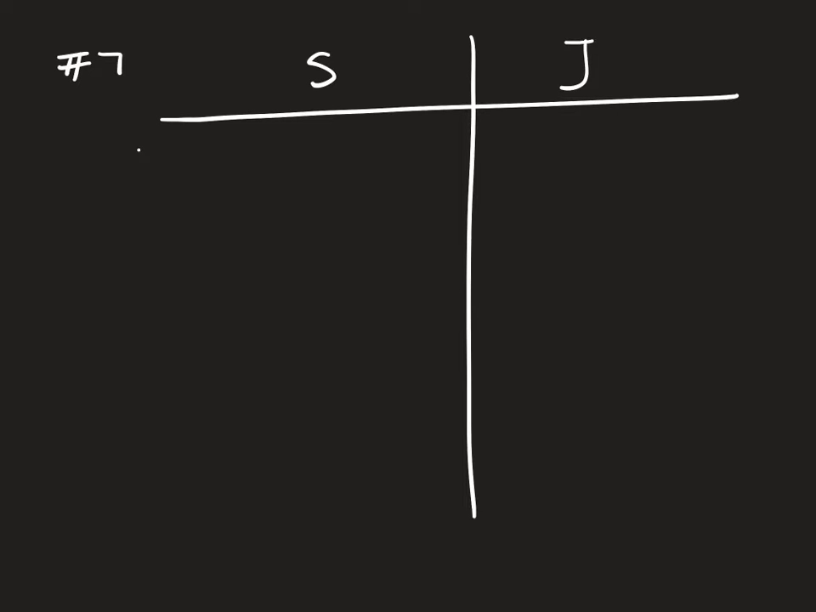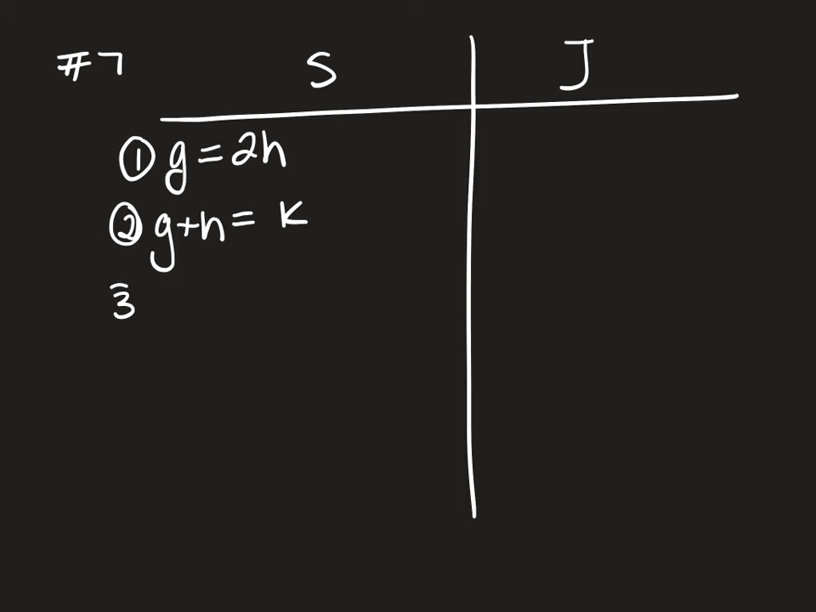So I'm just going to go here. All right, so we're given G is equal to 2H and G plus H equals K, and that K is equal to M.